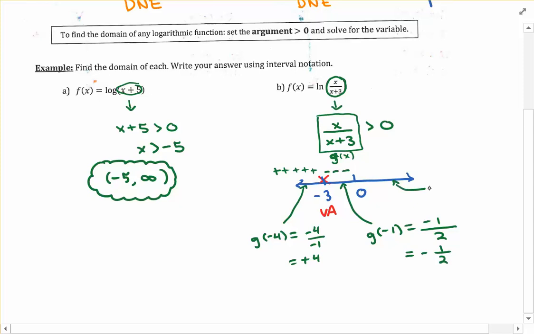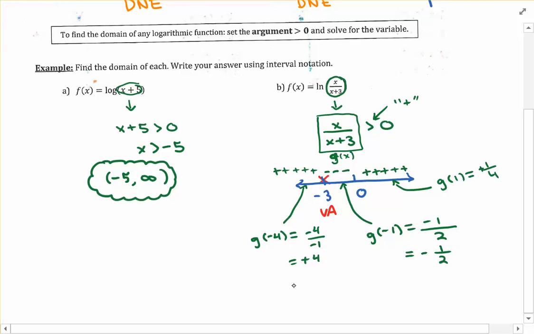All right, let's do another test point. This time a value to the right of 0, maybe positive 1. g of 1 would give us positive 1/4. So again, just based on our theory, any values of x that are greater than 0 will force the rational expression to be positive. Now keep in mind, because we want the argument of the natural log here to be positive, as indicated by the inequality symbol, we're going to want to keep the parts of the number line that are marked as positive. So we're about ready to draft up our final answer.